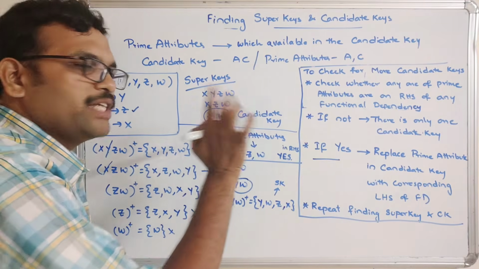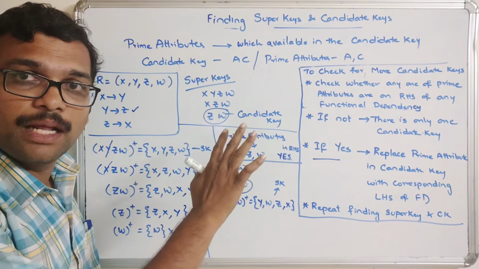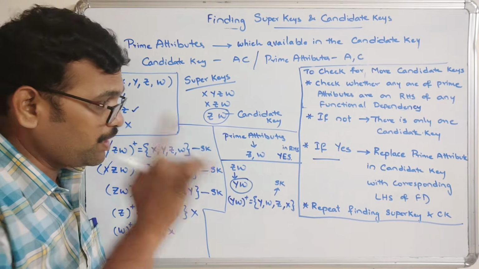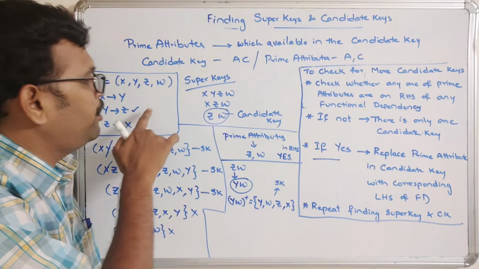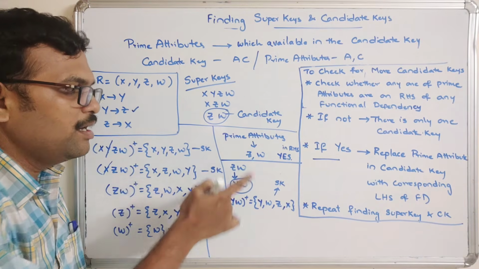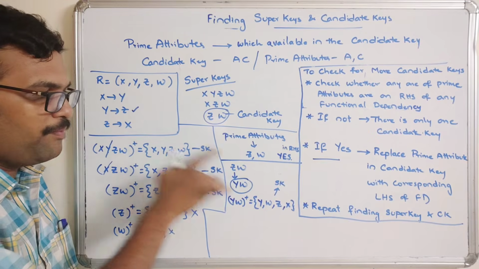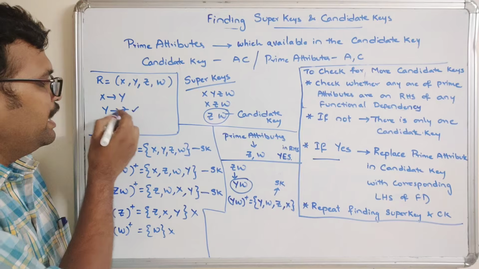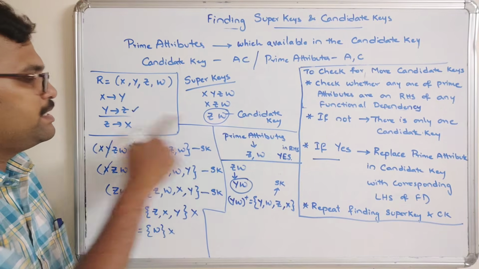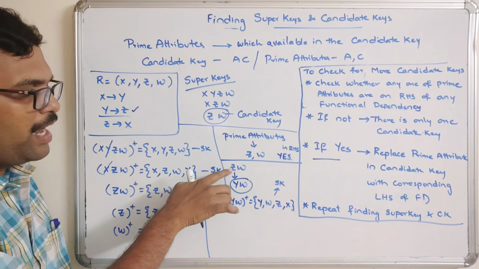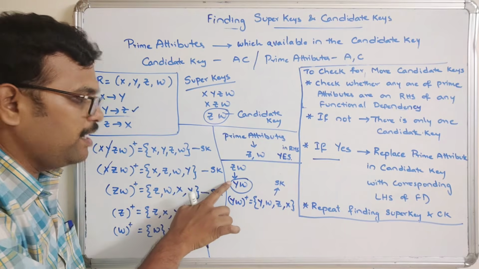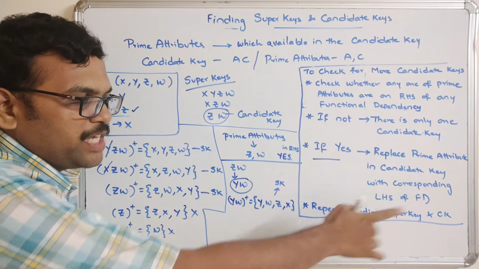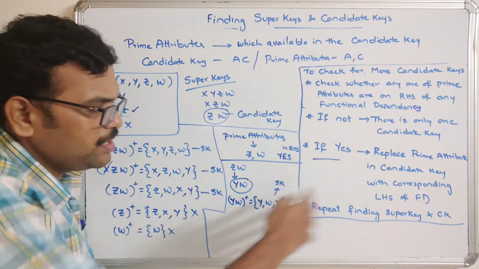So obviously ZW is a candidate key, that is fixed. Other than ZW, are there any other candidate keys? For that we check whether the prime attribute is available in the RHS. If yes, we replace the prime attribute in the candidate key with the corresponding LHS. In this functional dependency, it exists, right? So we replace the prime attribute in the candidate key with the corresponding LHS Y. So YW. Repeat the same process, whatever process we are doing, for YW.